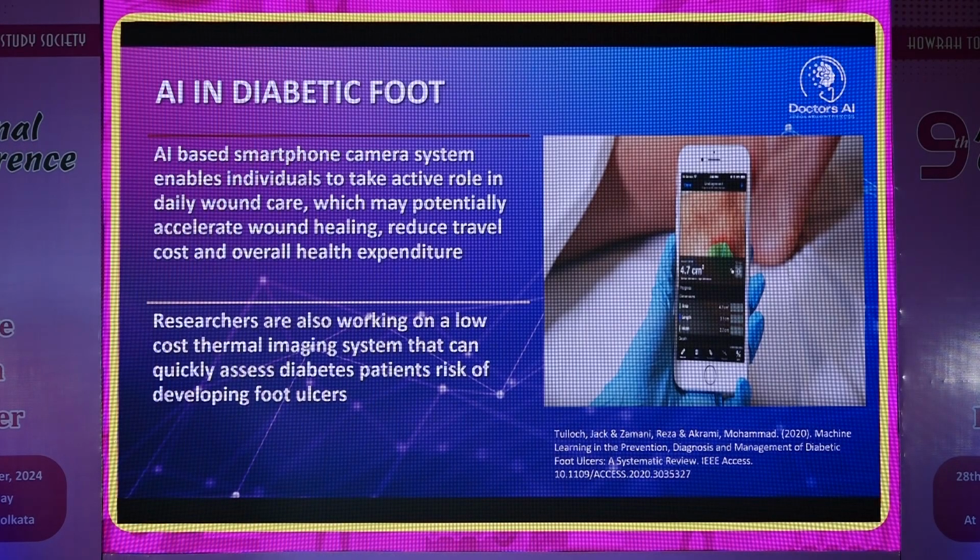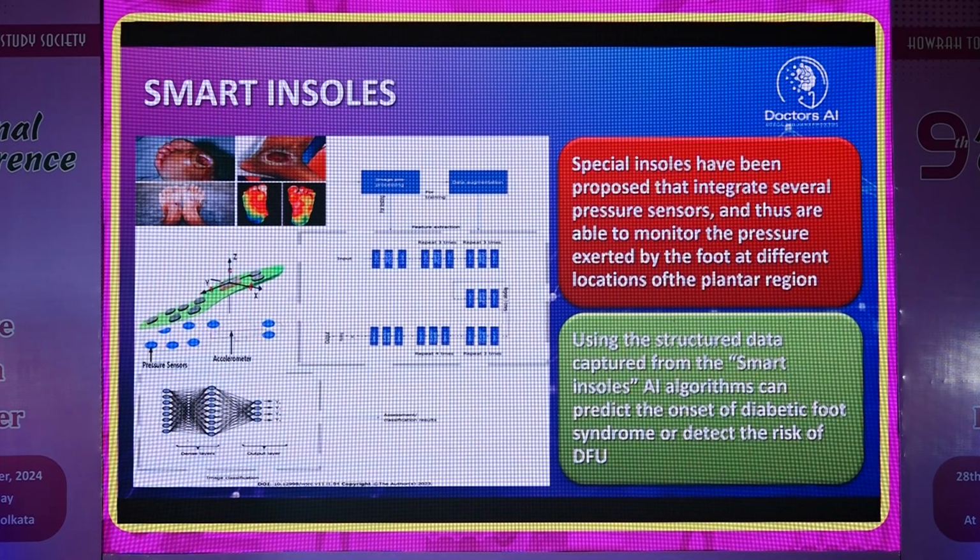You have the smartphone-enabled cameras in which you can take the image of the foot ulcer or the lesion, and based on thermal imaging, you can get a prediction as to how quickly that ulcer can deteriorate, how quickly it is healing, or even the thermal imaging can predict how bad that condition can deteriorate. The foot can develop new onset ulcers. So these kind of smart insoles, which will pick up the pressure points and the walking gait pattern of the individual, can also be used with artificial intelligence.